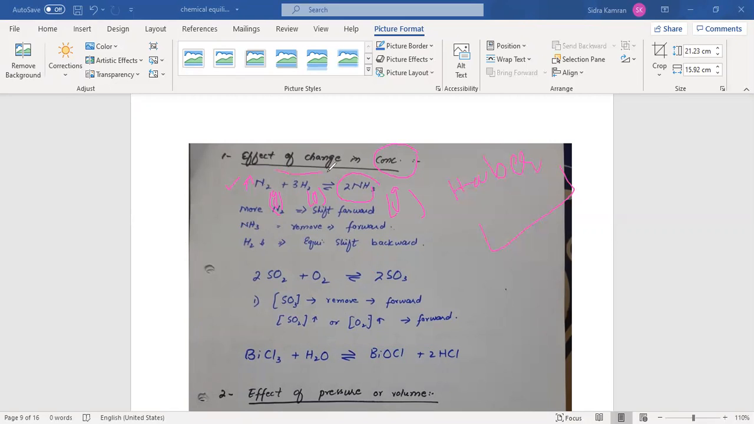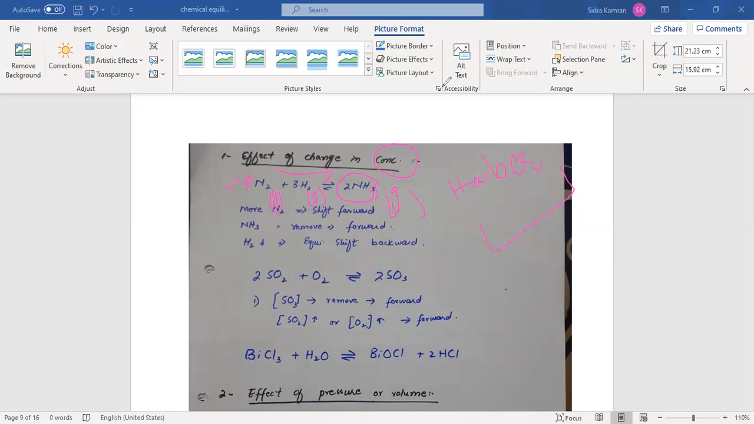The reaction starts forming more ammonia because the equilibrium is disturbed. So to consume, to reduce that excess of reactant in the reaction mixture, the reaction starts moving forward and making more and more ammonia. This reaction moves towards the forward direction.